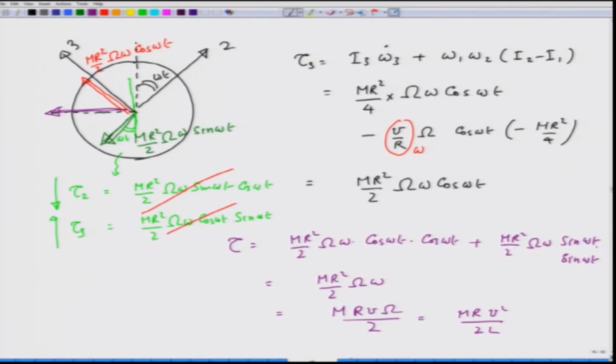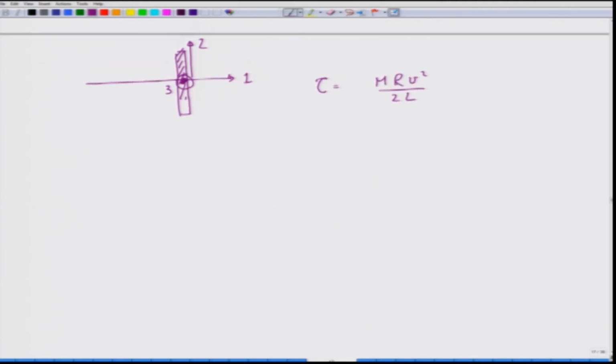Let me now translate this back to this wheel. At this position, this was the 3 axis, 1, 2 and 3, and what we saw is that the torque is in this direction, coming out of the screen all the time. No matter where I am, it will be coming out of the screen with the same calculation, and its value is tau equals m r v square over 2 l, same as we obtained earlier.